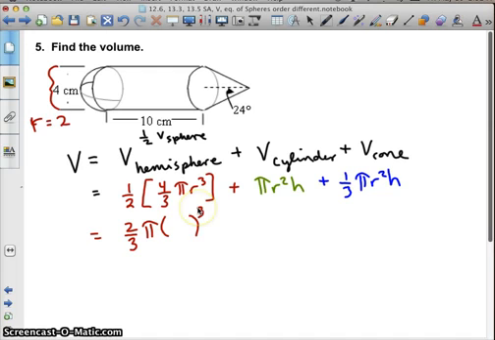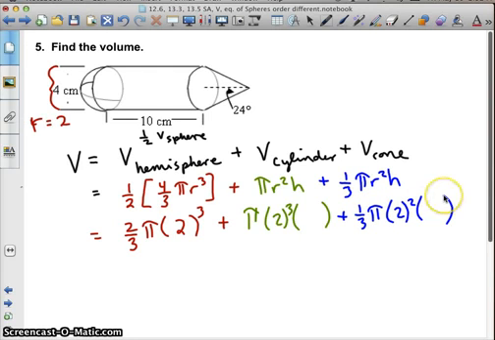And then we're going to put in our radius. Our radius is 2 on each one of these shapes. So this will become pi times 2 cubed. And for our cone, we're going to have 1/3 pi times 2 squared, and then our height. Now we have to be careful here, because the heights for a cylinder and a cone are not the same. With our cylinder, the distance between those two bases is 10, so that's the height of our cylinder. For our cone, that's going to be this dotted line that's in there.